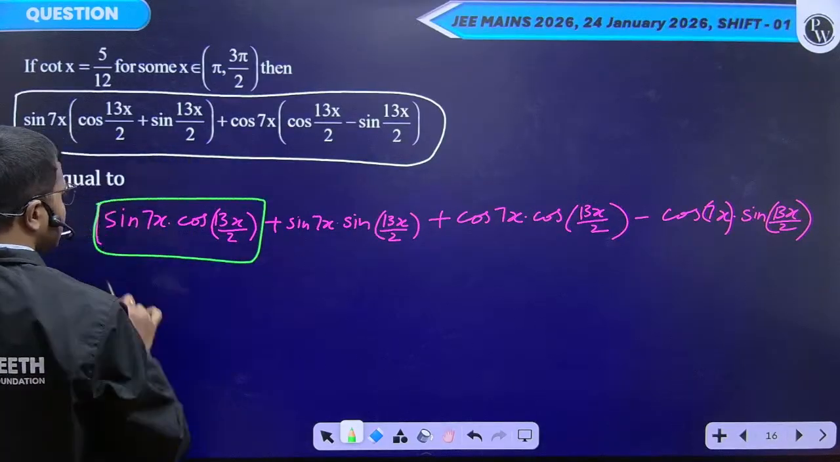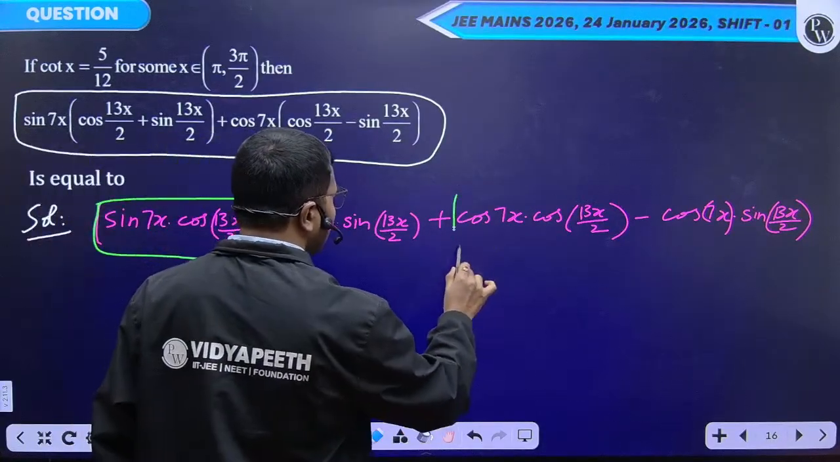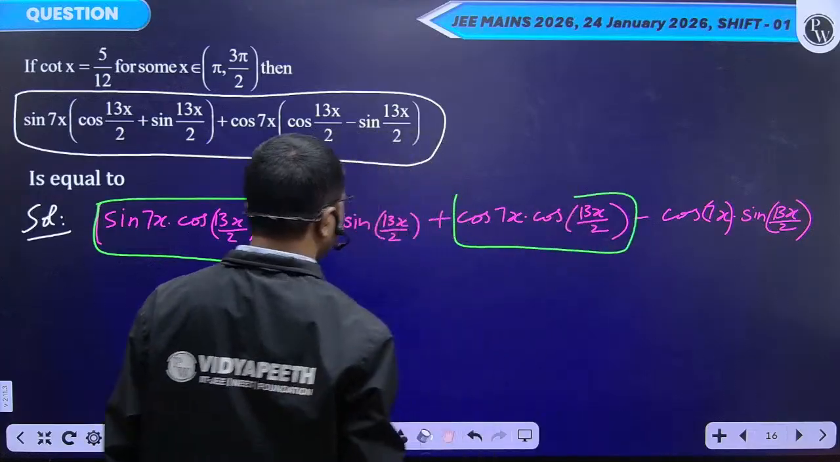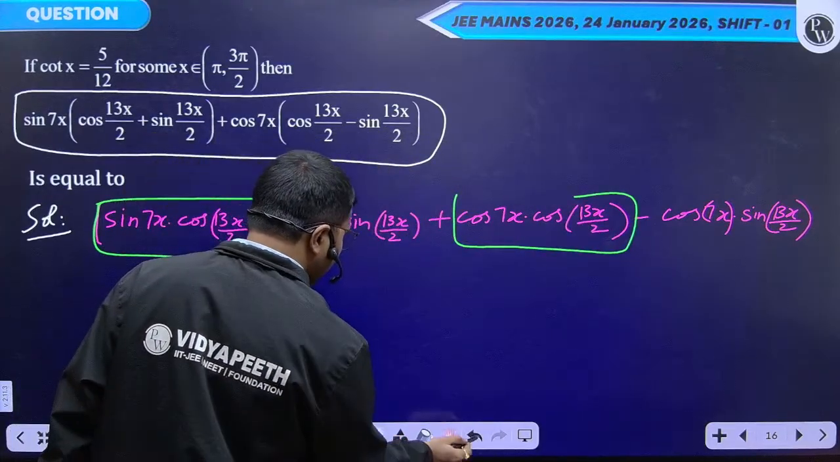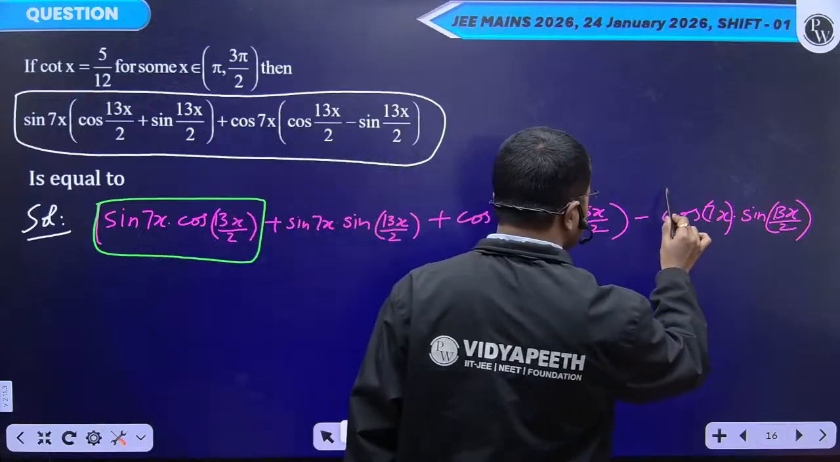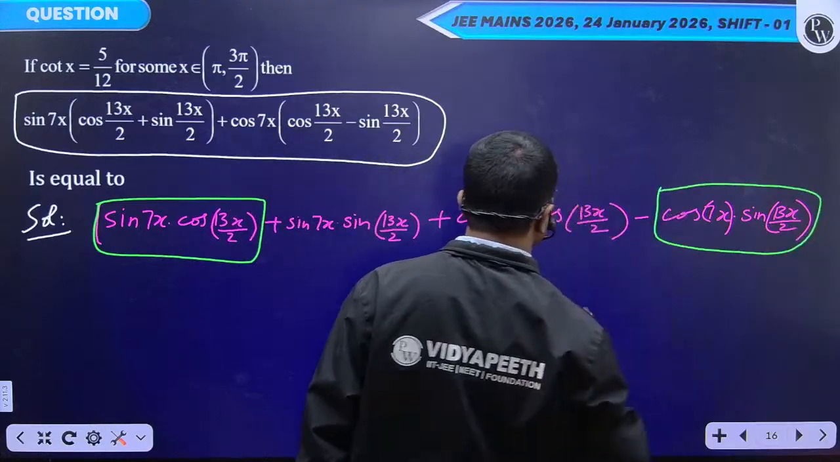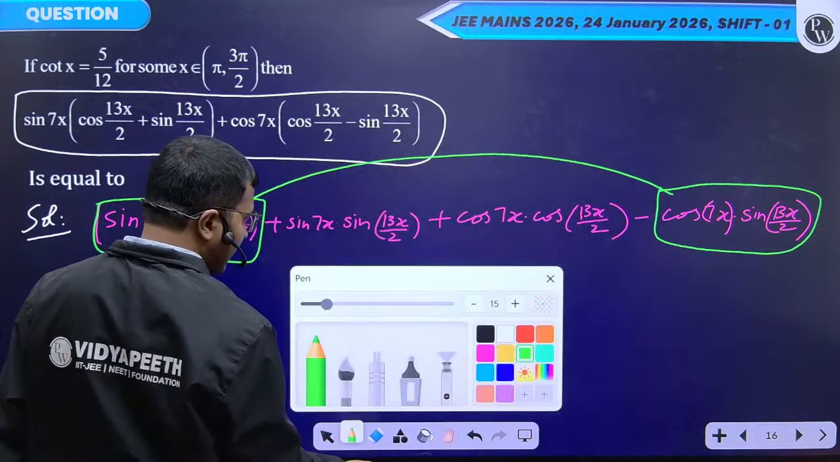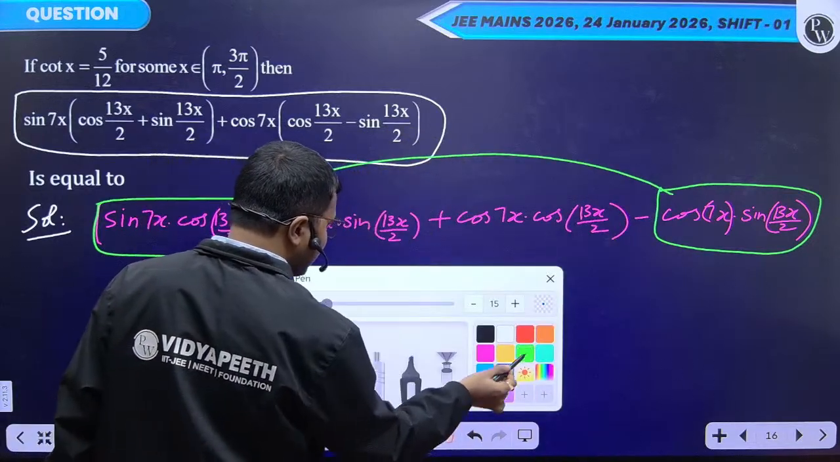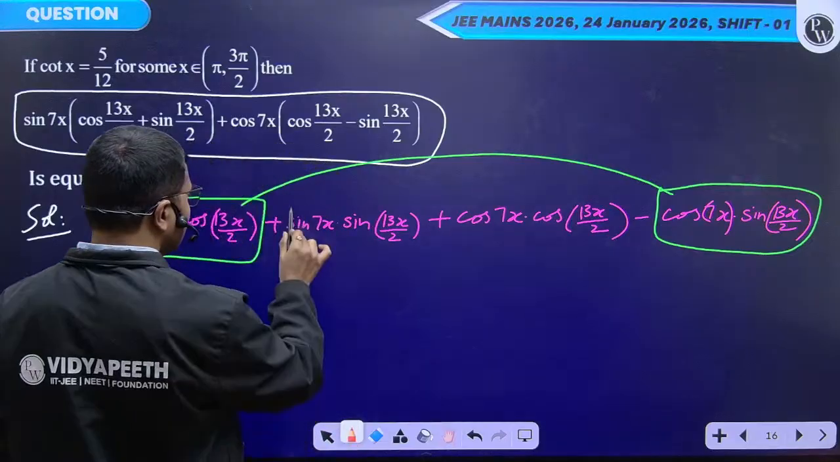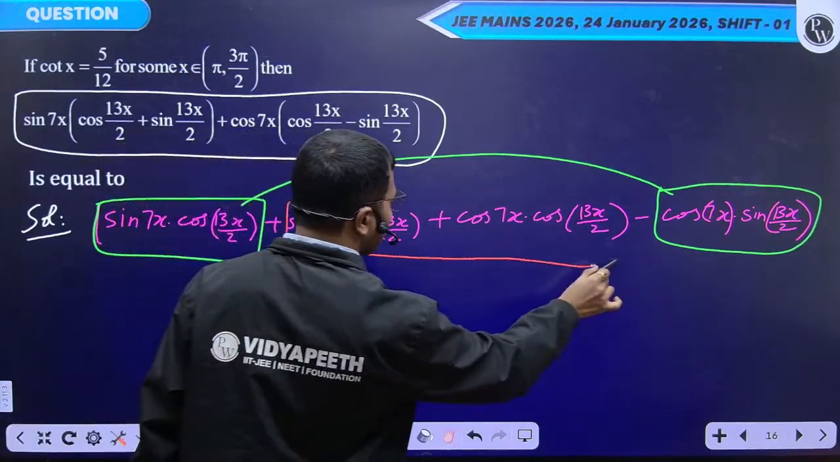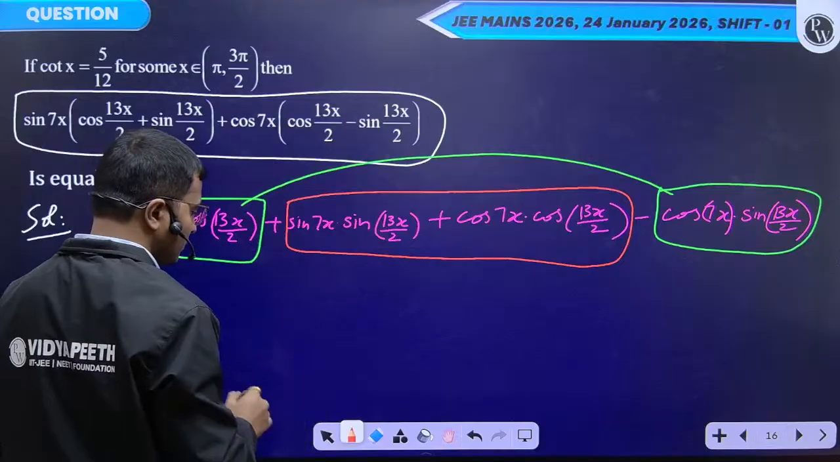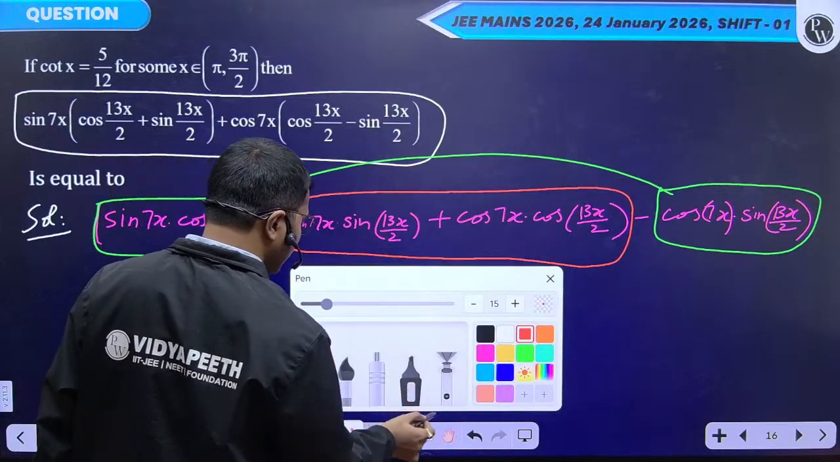This sin 7x cos 13x by 2 and cos 7x sin 13x by 2, we can regroup them. So this green color is one regrouping, and for another, let us mark it with some other color, let us say red. These two also we can regroup. So what are the formulas we have for this regrouping?